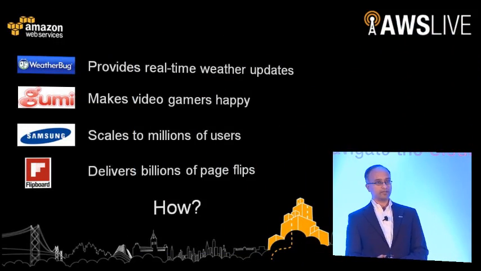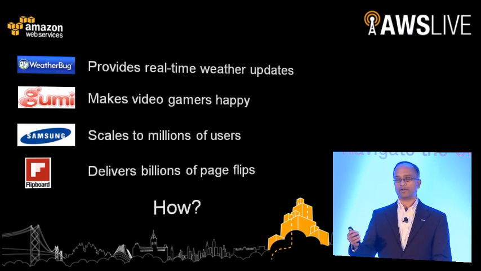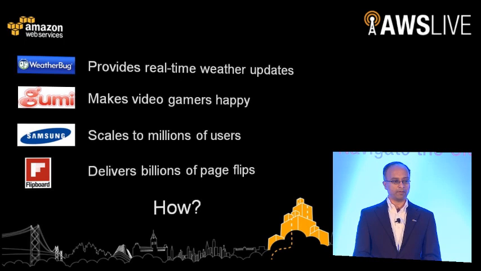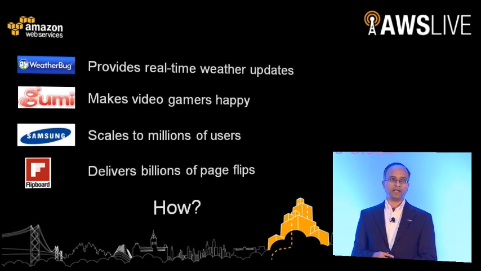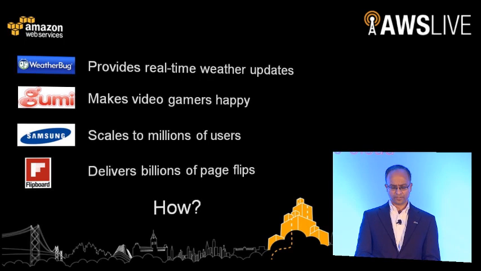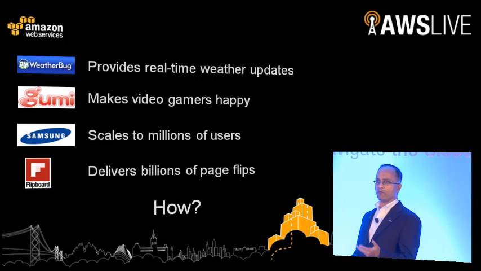Typically you hear often in the news that there are companies that are launching these incredible applications. WeatherBug, for example, serves millions of users with real-time updates. Samsung, if you bought a Samsung TV and are using the Smart Hub application, it runs on one of the AWS services. Flipboard, a really cool social magazine application that's running on iPad, iPod, and Android devices, delivers billions of pages for end users. How do they do it? How do they do it on the cloud? How could you build applications like that? What techniques and traps are available so that you can avoid the traps, use the techniques?